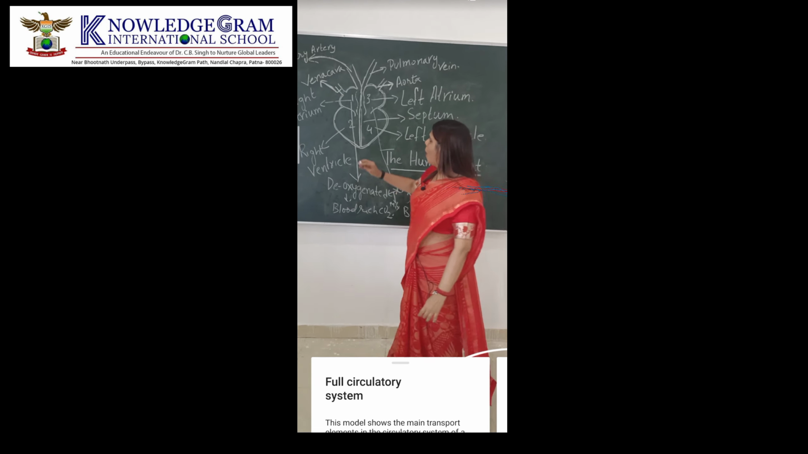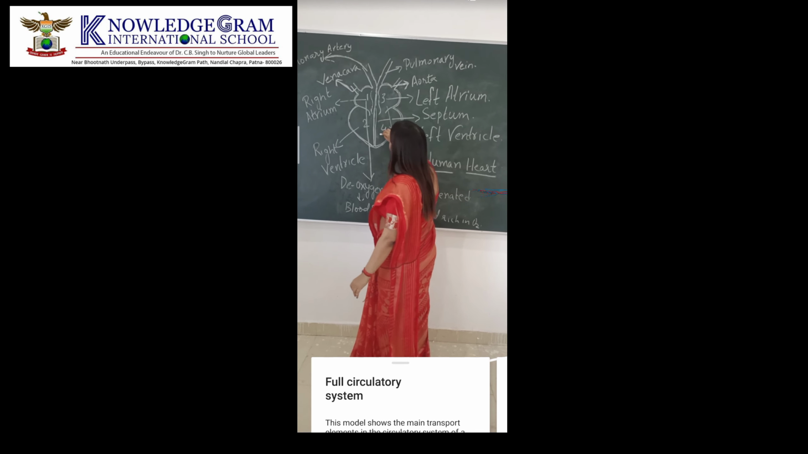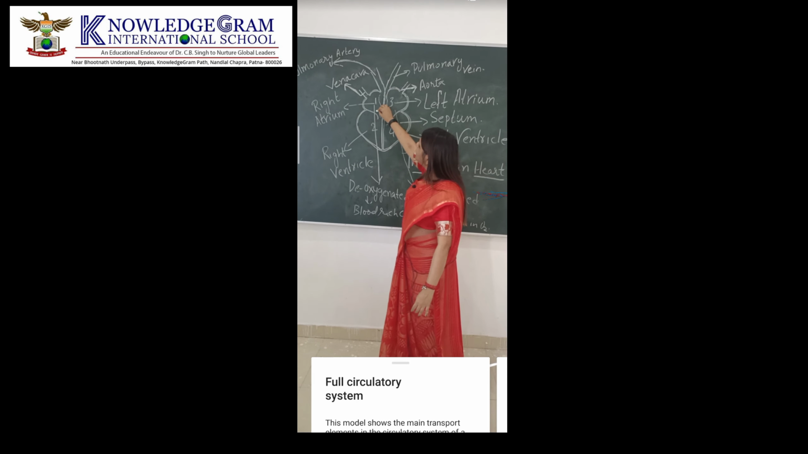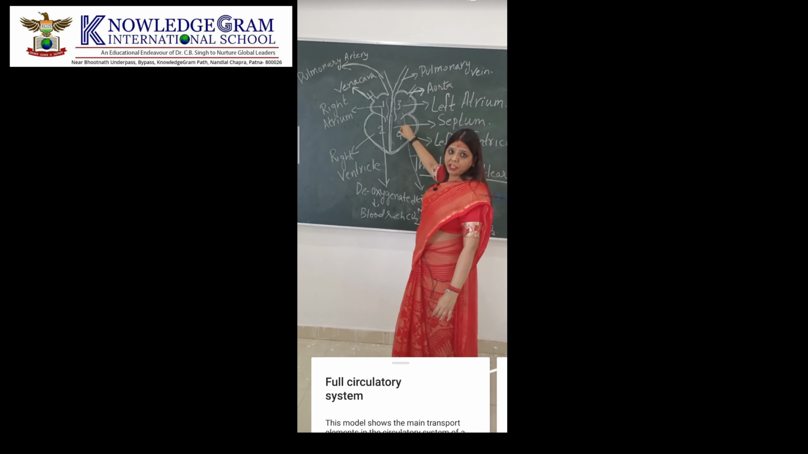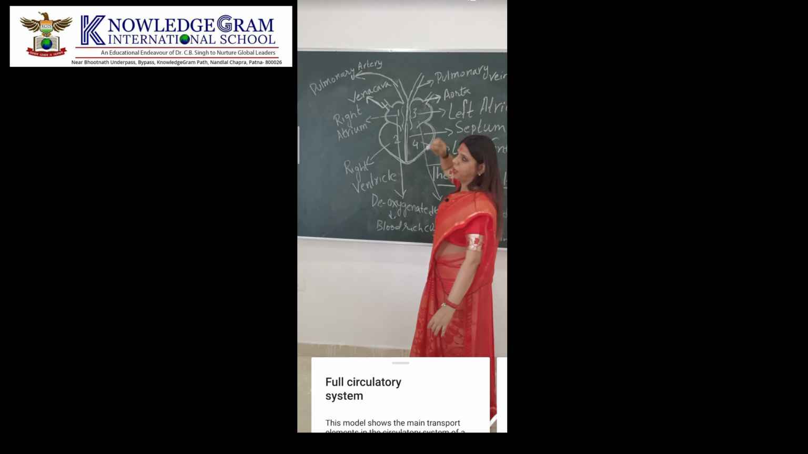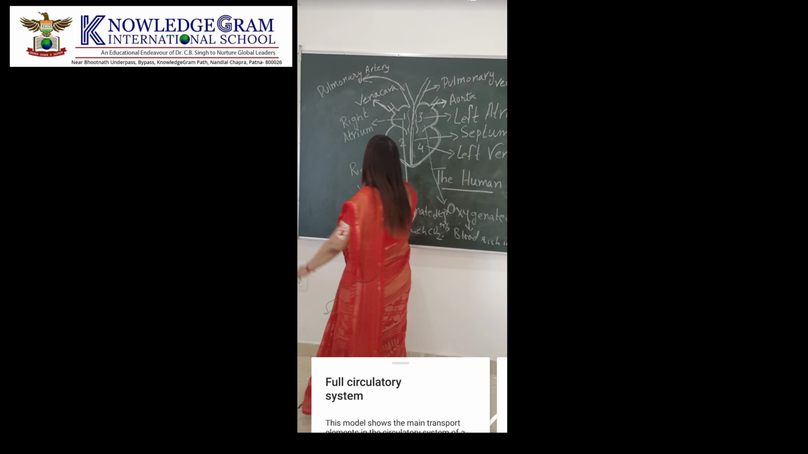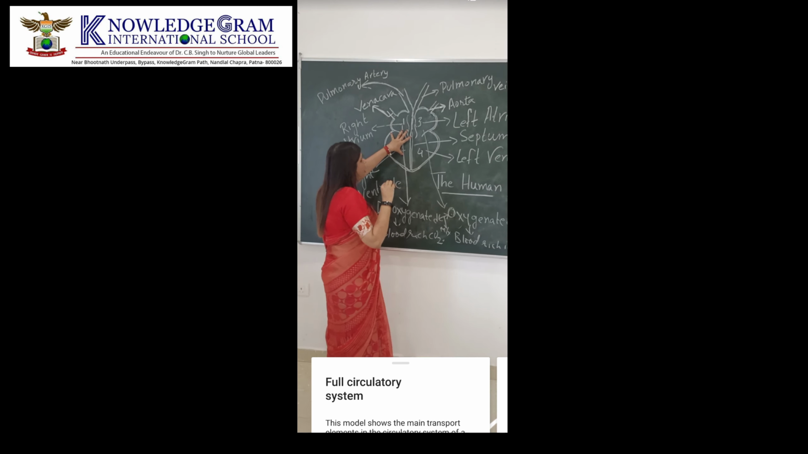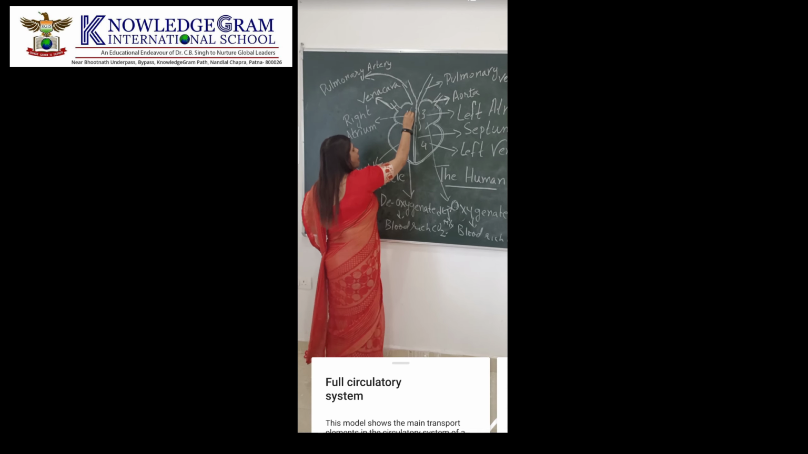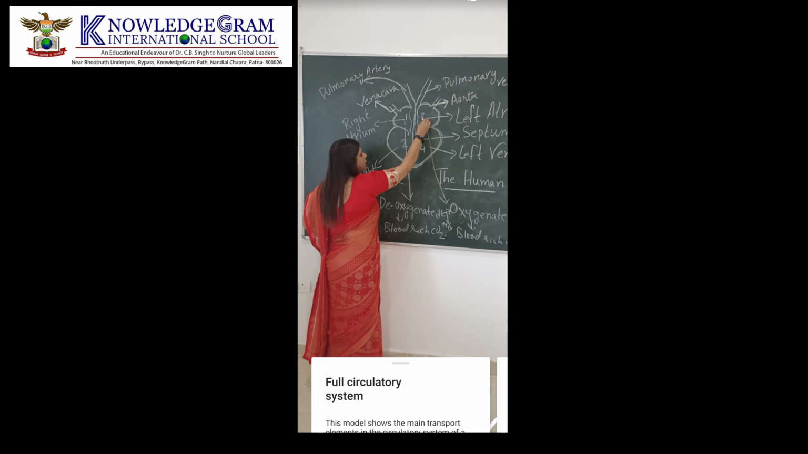Now we'll move on to the diagram again. Now see, I have written 1, 2, 3, 4. That means there are 4 chambers in the heart. How many chambers? 1, 2, 3, 4 chambers. Clear? These are the 4 chambers of the human heart. That means the human heart has 4 chambers. First one, second one, third one and the fourth one.